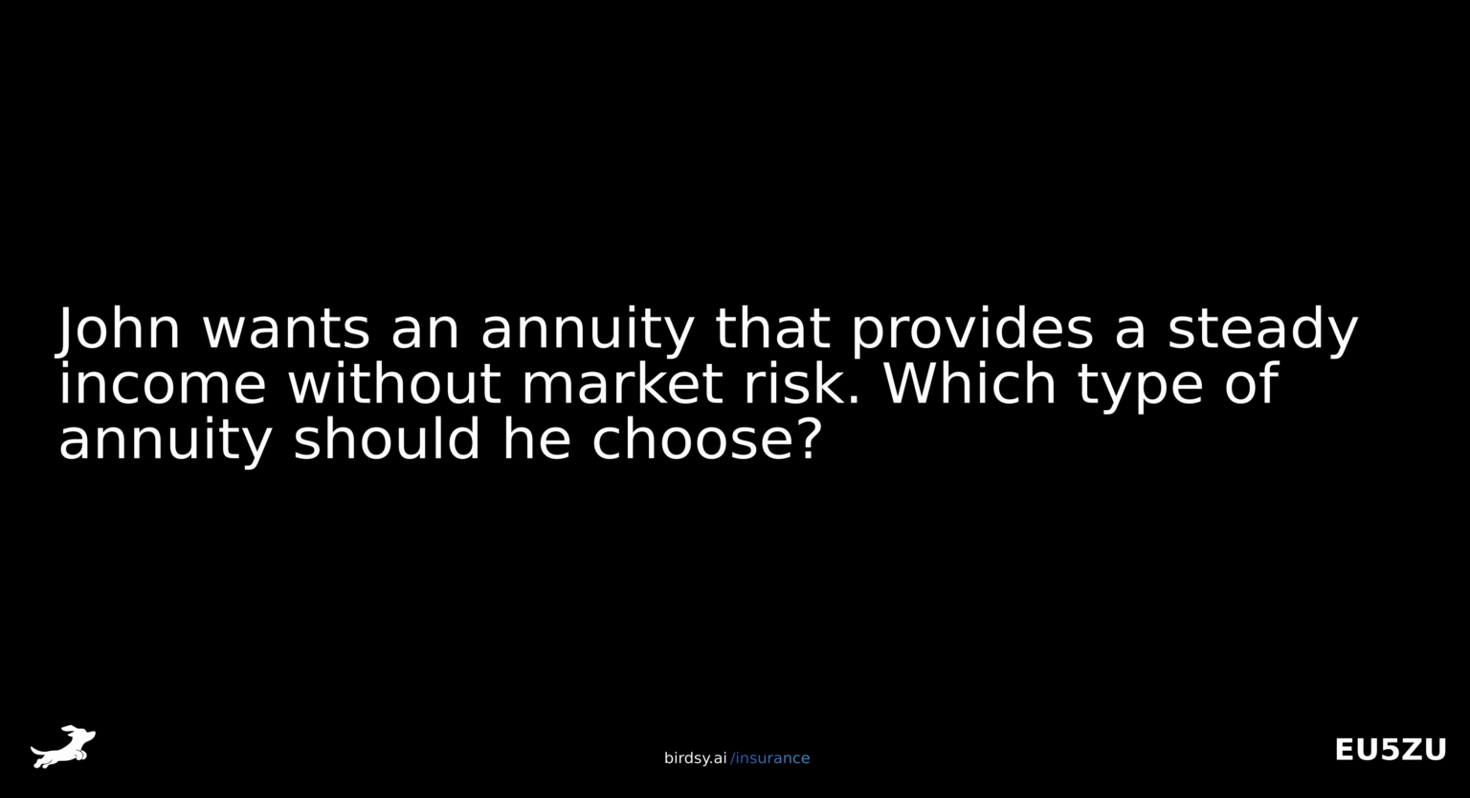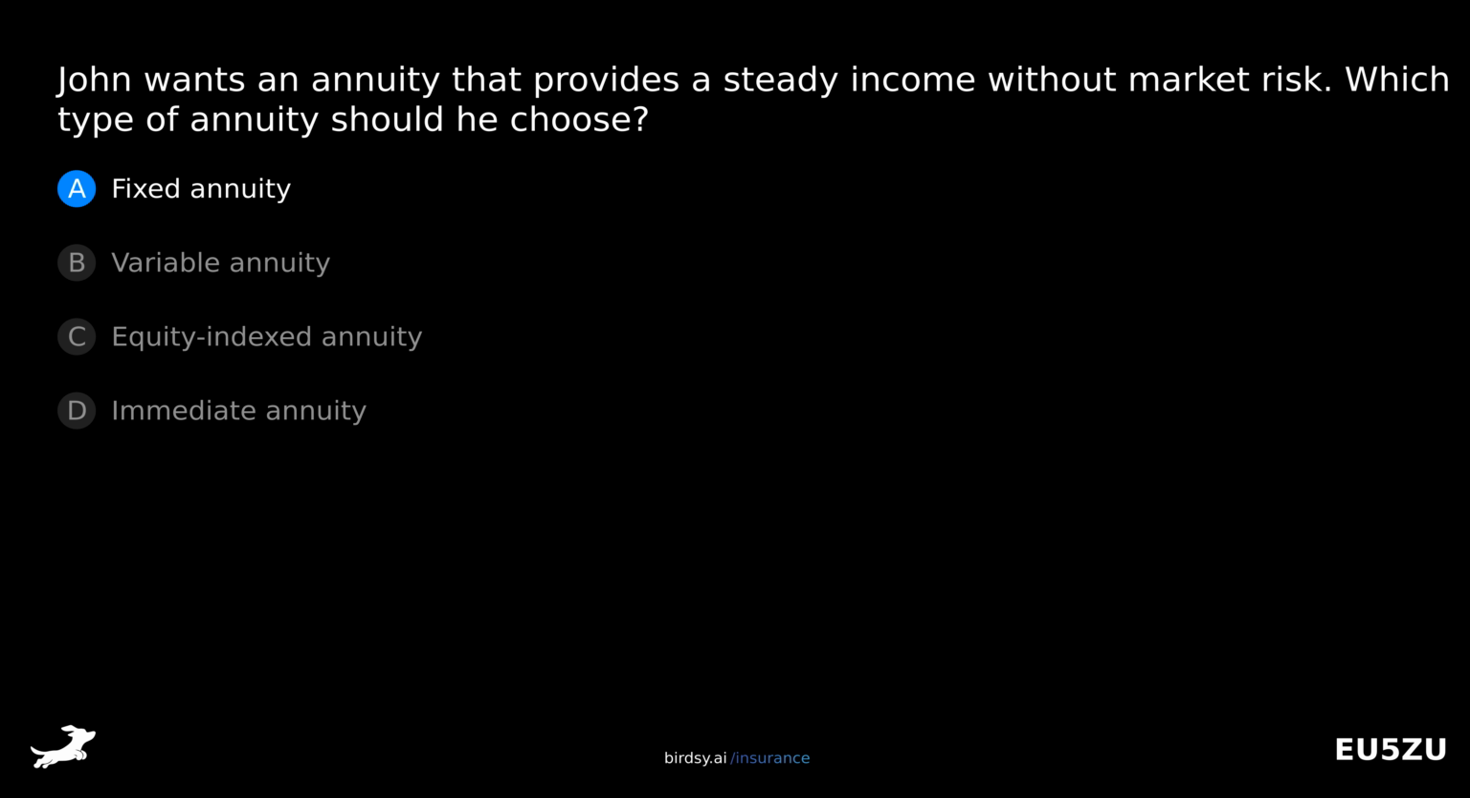John wants an annuity that provides a steady income without market risk. Which type of annuity should he choose? Is it A, fixed annuity? B, variable annuity? C, equity indexed annuity? Or D, immediate annuity? The answer is A, fixed annuity.